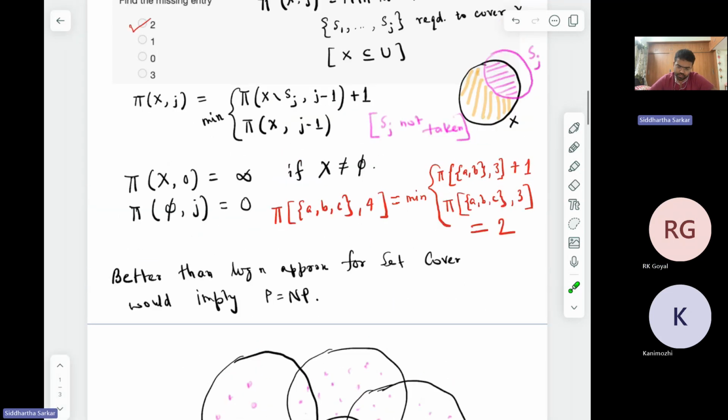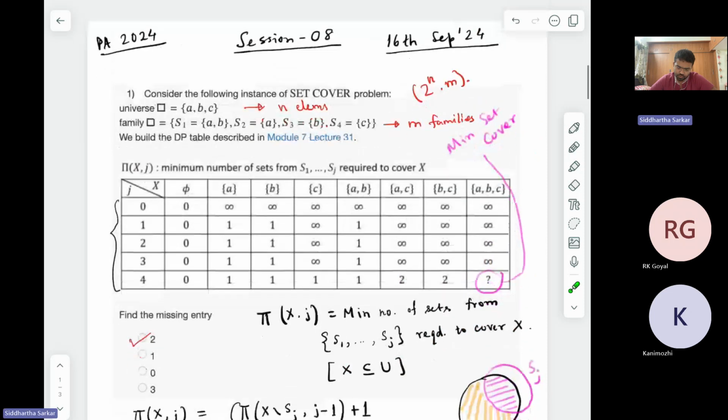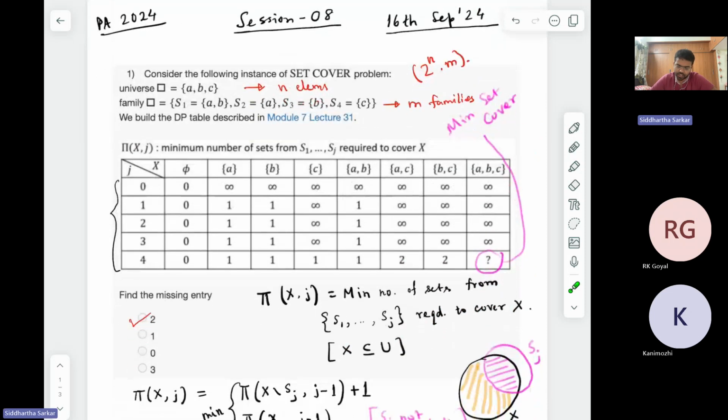So, this is the end of this question. We have identified that the minimum set cover size for this instance of set cover is 2.